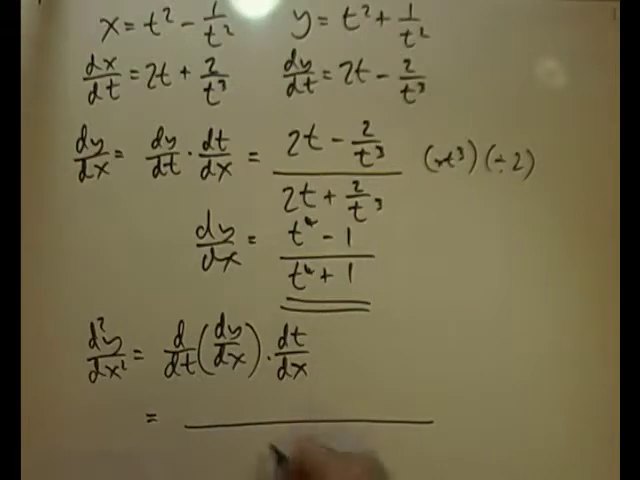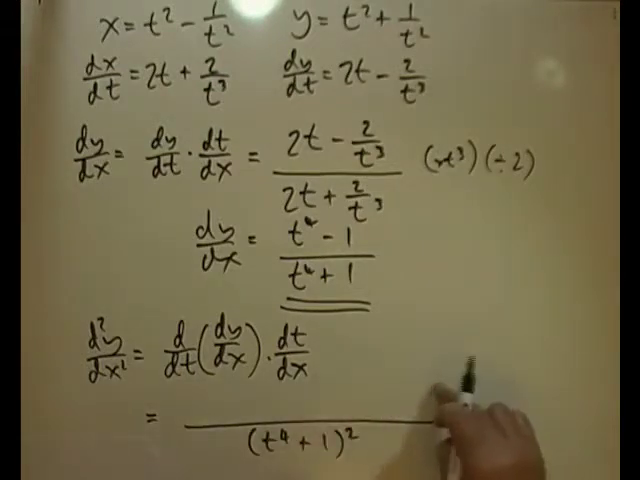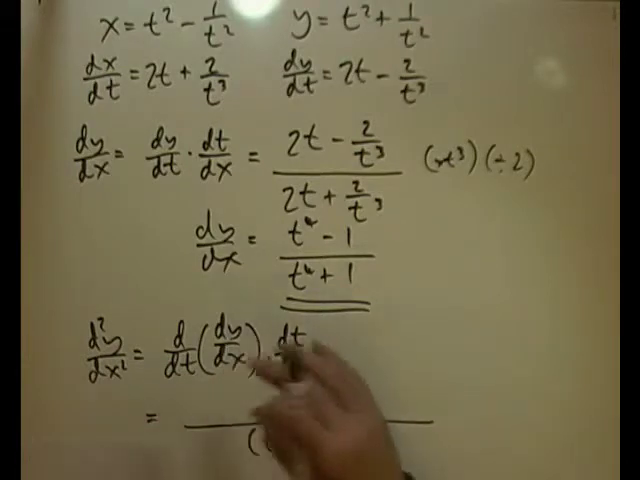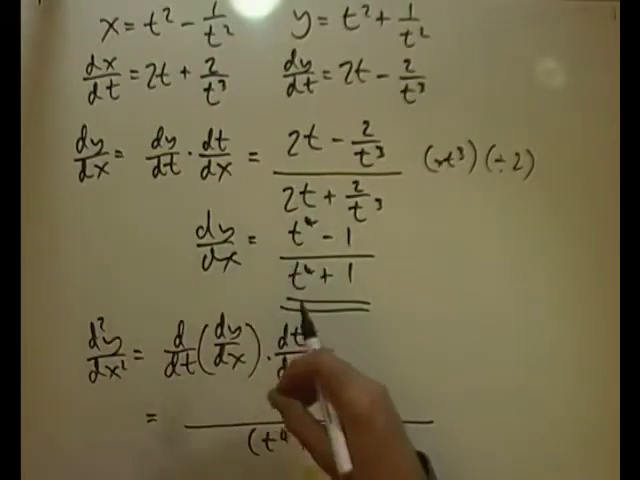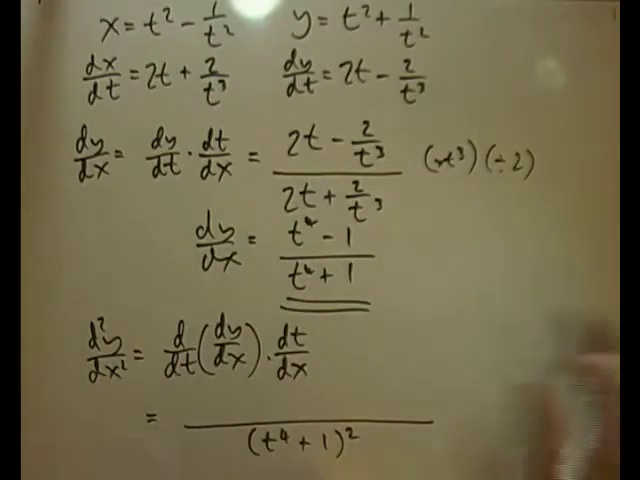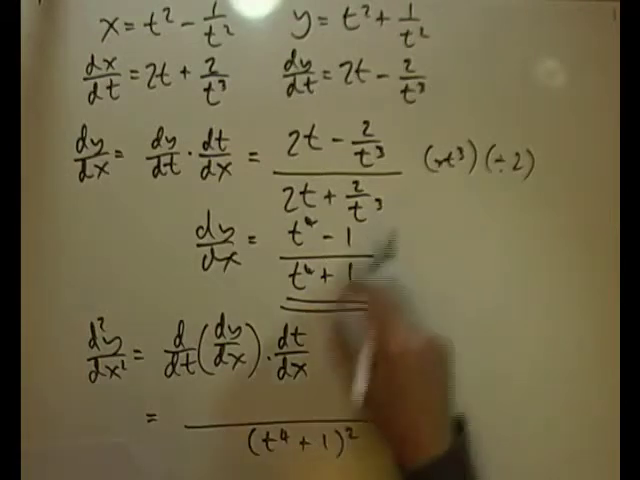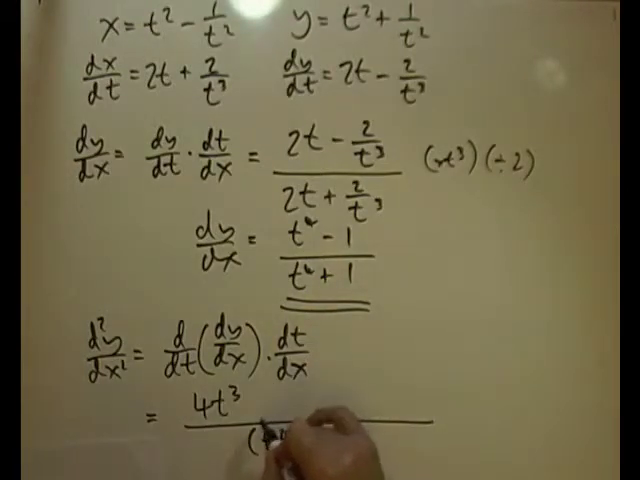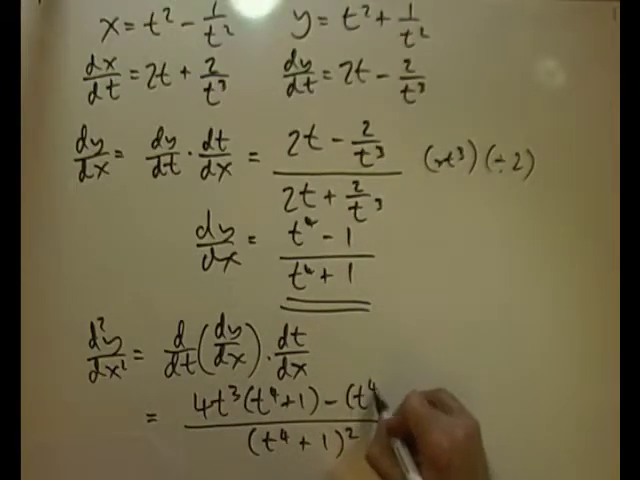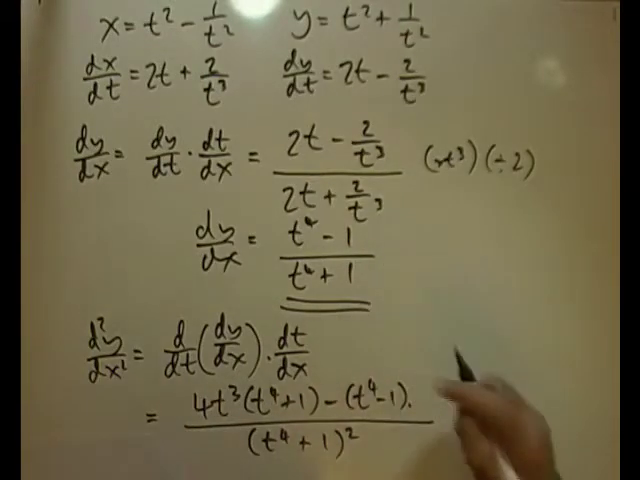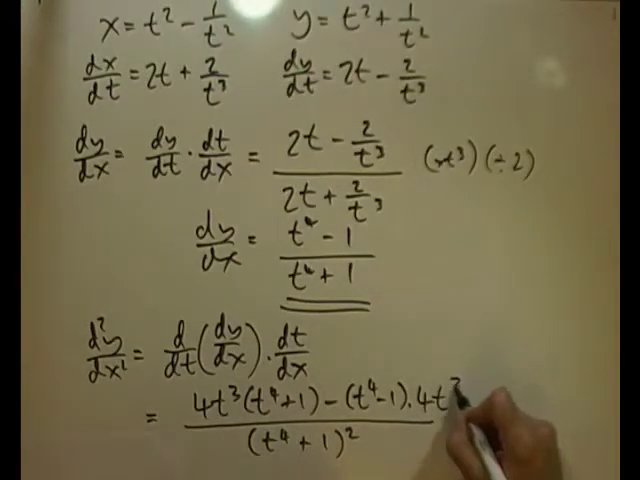Now I've got the quotient rule. I've got the denominator, square it, and then the top follows the same pattern, apart from being minus, as in the product rule, whereby no matter how many products there happen to be, you cycle through them one at a time. Differentiate the first, leave the rest alone. Differentiate the second, leave the rest alone. Differentiate the third, and so on. So, differentiate the first, and I've got 4t cubed, leave the other one alone, t to the 4 plus 1, move on to the next one, leave the first one alone, t to the 4 minus 1, multiply by the derivative of that next one, times 4t cubed.